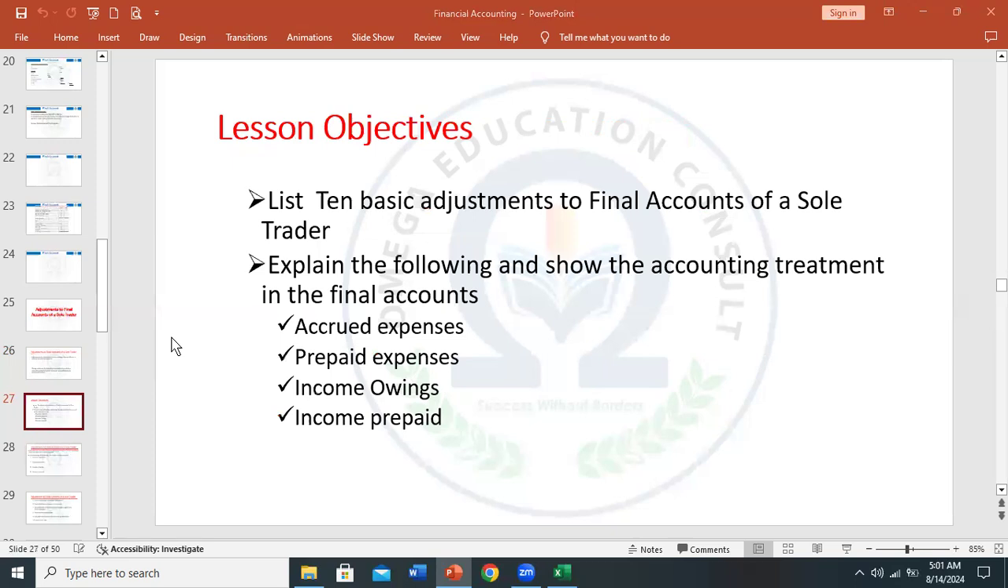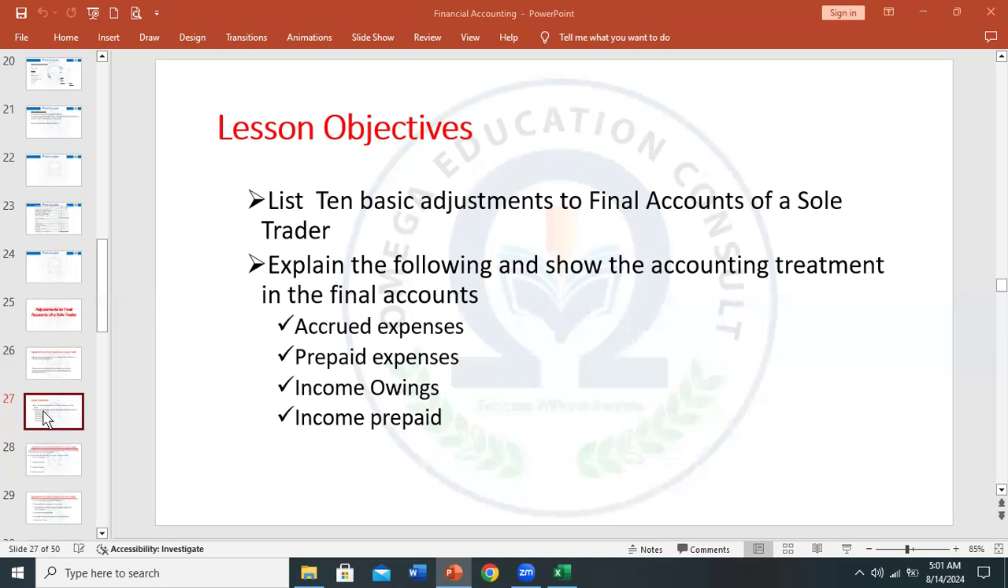It sounds plenty, but it's very, very easy. So 10 basic adjustments to final account. In terms of examination, and specifically for WASI, they don't assess or examine on all the 10. Most of the times you have just 3 or 4 of them which are highly examinable, and I'll alert you on that as we move on. But we need to go through all the 10 adjustments.